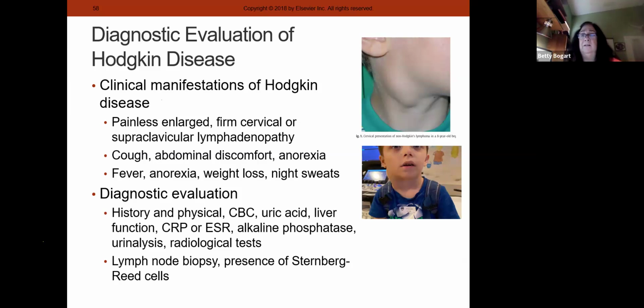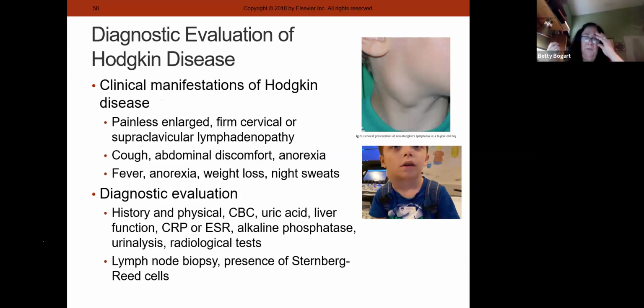The thing about it, they don't hurt, but they're big and it starts to occlude the airway and it starts to cause coughing. And that's usually why parents will bring these kids in. So they have a cough. Now it's pushing over. Now you're starting to see these signs and symptoms: fever, anorexia, weight loss, and all that stuff. So you've got this big thing. You can feel it, you can touch it.